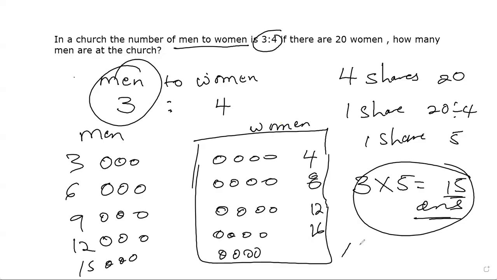So it's 15 men to 20 women. And if you break it down by 5, you divide both of them by 5, right? 5 into 15, 3 times. 5 into 20, 4 times. So it's 3 to 4.